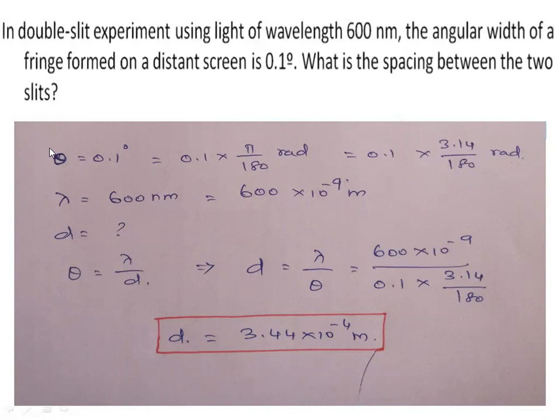What is the formula which connects theta, lambda and d? We have already discussed this in the previous videos. That is, theta is equal to lambda by small d. Now we want the value of d, so we take d to the other side, theta down. So small d is equal to lambda by theta. The lambda value is already given, 600 into 10 to the power minus 9, and the theta value we have already found in radians, 0.1 into 3.14 divided by 180. If we simplify this, we get the value of d as 3.44 into 10 to the power minus 4 meter.